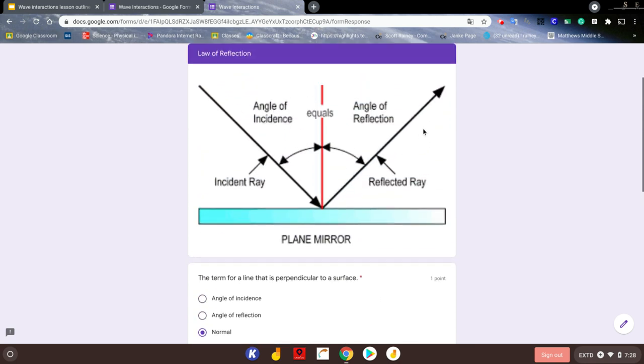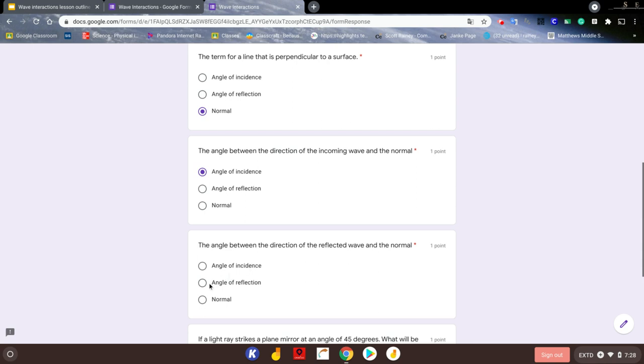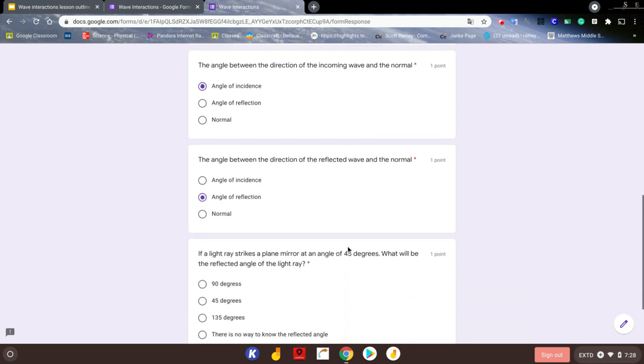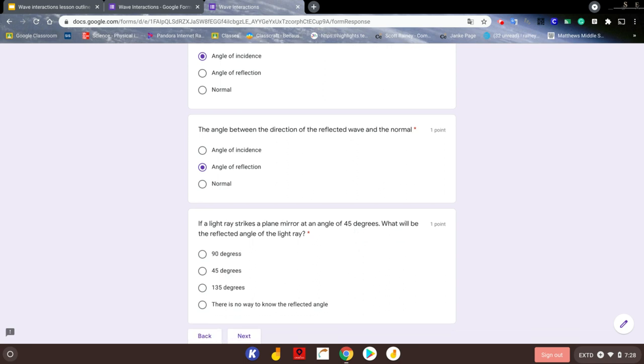The reflected angle is the angle, so here's the reflected ray, here's the normal, so that difference between the normal and the reflected ray is the angle of reflection. And these two are always going to be equal. So if a light ray strikes a plane mirror at an angle of 45 degrees, what will be the reflected angle of the light ray? It will be, in fact, 45 degrees. It will always be the same.